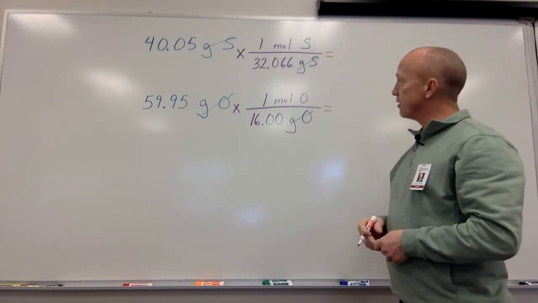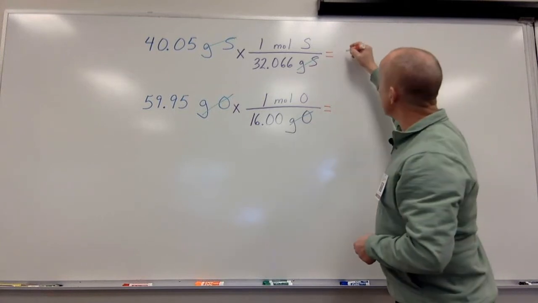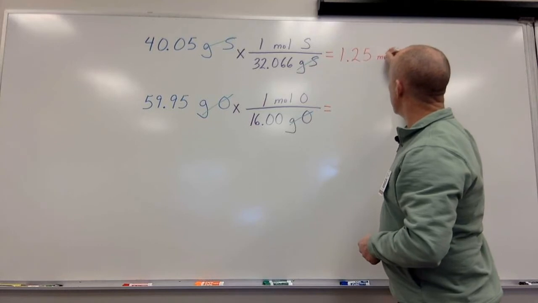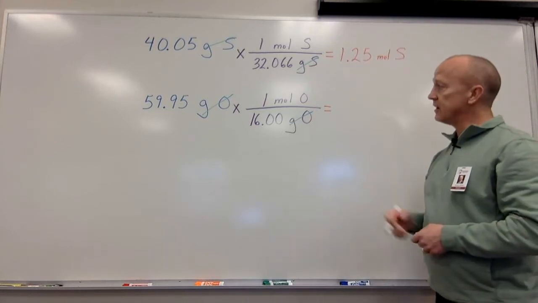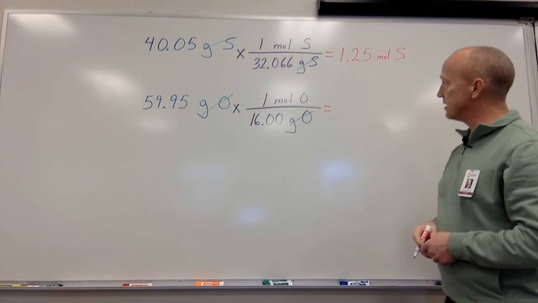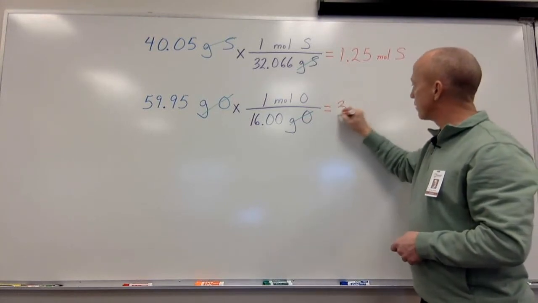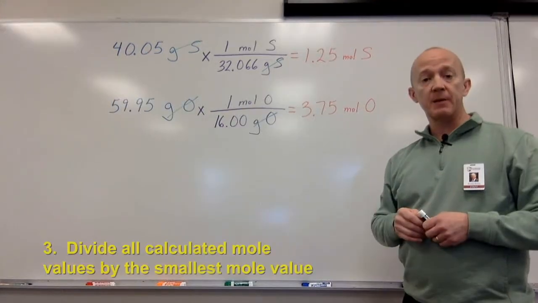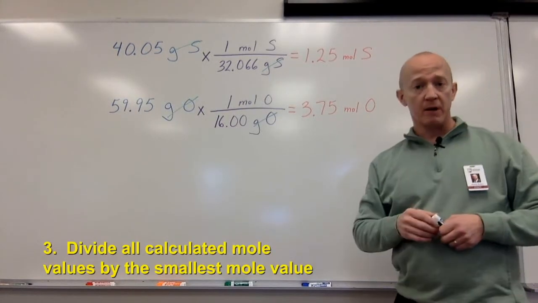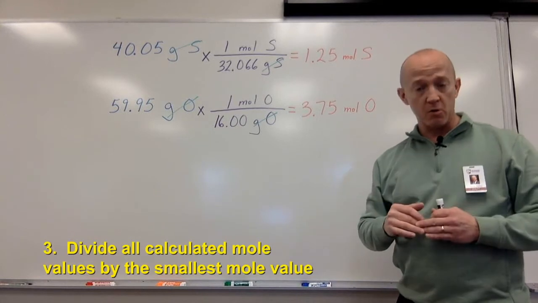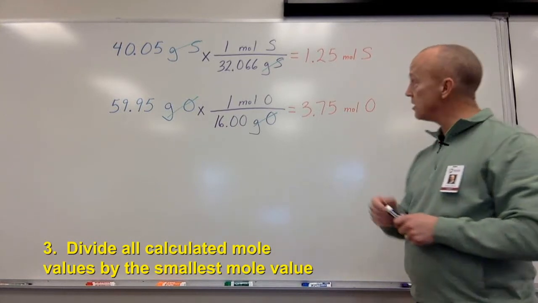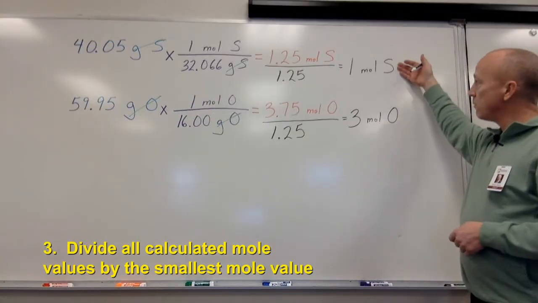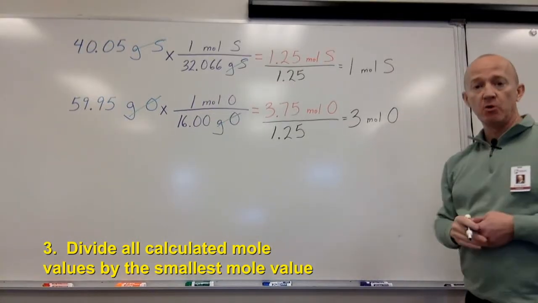40.05 divided by 32.066 gives me 1.25 moles of sulfur. For the oxygen, 59.95 divided by 16 gives me 3.75 moles of oxygen. For the next step, I take my smallest mole amount and I divide all of the mole amounts by that smallest value. In this case, 1.25. That gives me a ratio of 1 mole of sulfur for every 3 moles of oxygen.